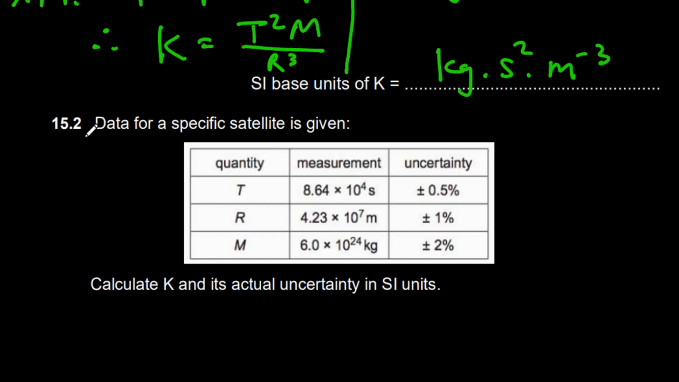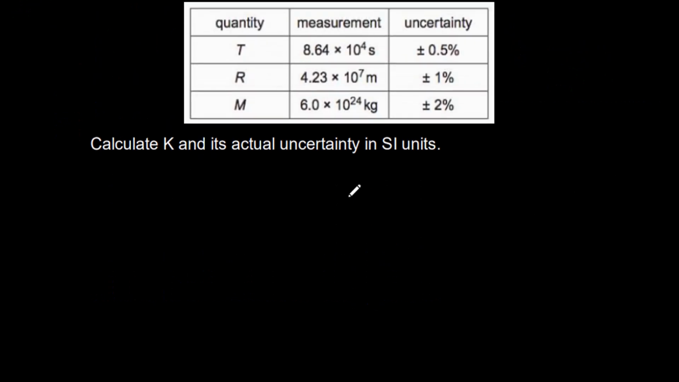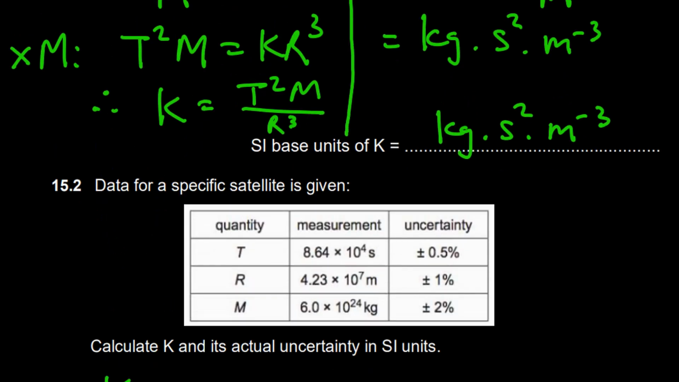Then in 15.2 it says, data for a specific satellite is given. So we're given values for T, R, and M. These measurements together with their percentage uncertainties. Calculate K and its actual uncertainty in SI units. So we can start by finding K, and remember that we do have a formula where K is the subject. So we merely plug in our values here for T, M, and R.